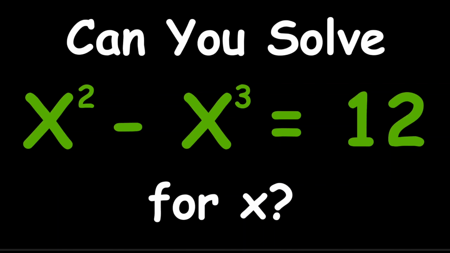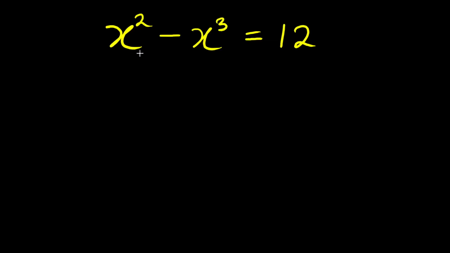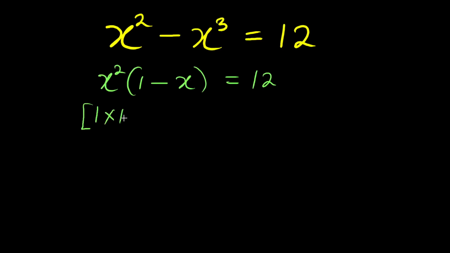Okay, so feel free to try out this question, but without any further ado, let's dive into the solving. So the first thing we are going to do is factorize the left hand side. So when we do that, we have x squared into 1 minus x is equal to 12. Next, we are going to find two factors that multiply to give us 12. We are looking at two factors because on the left hand side here we have a product of x squared and 1 minus x. So two factors that multiply to give us 12 are 1 times 12, 2 times 6, and 3 times 4.